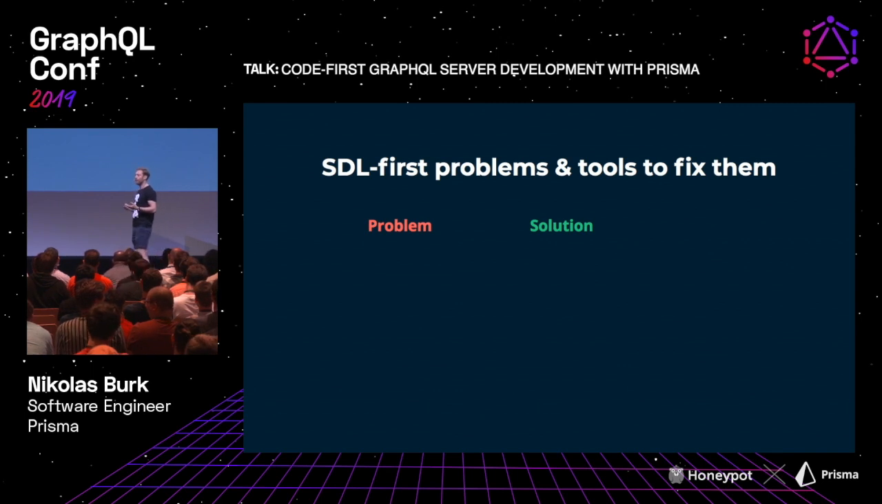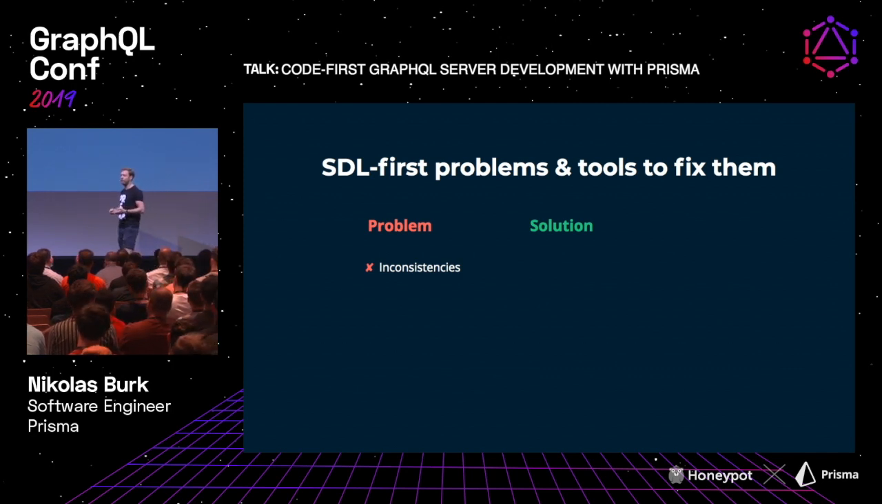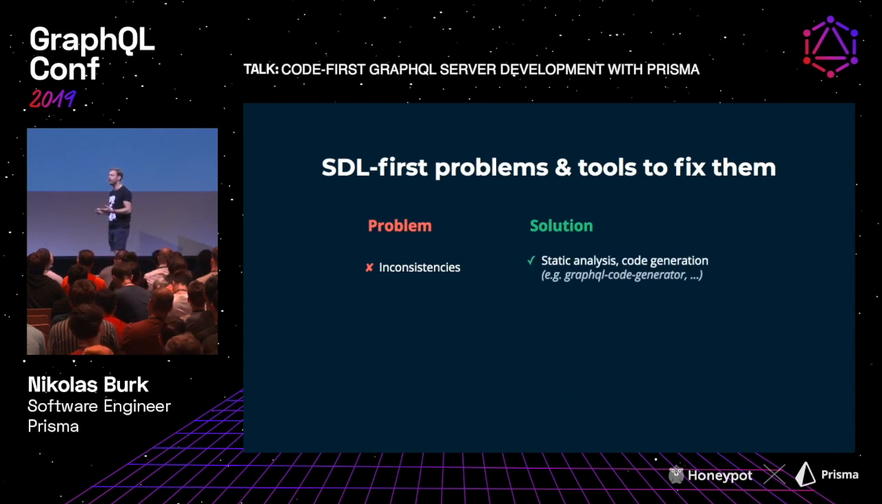So now I want to enumerate a couple of problems that the SDL-first approach has, but also already present a couple of solutions to all of these problems. What I just illustrated on the previous slide is the inconsistencies that can arise between the schema definition and your resolver implementation. But there are, of course, tools to help you with that. I don't want to say that this is an unsolvable problem, not at all. You can use static analysis tools or code generation tools like GraphQL code generator, and these will help you with that.